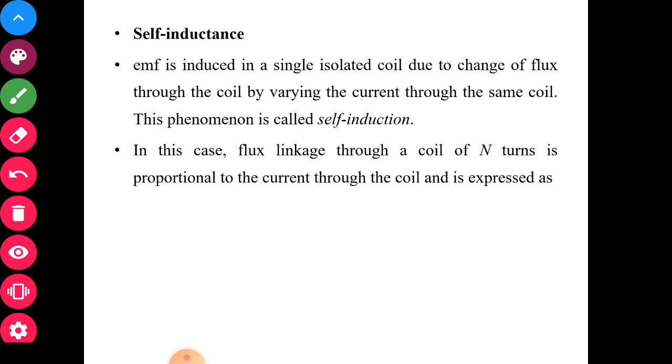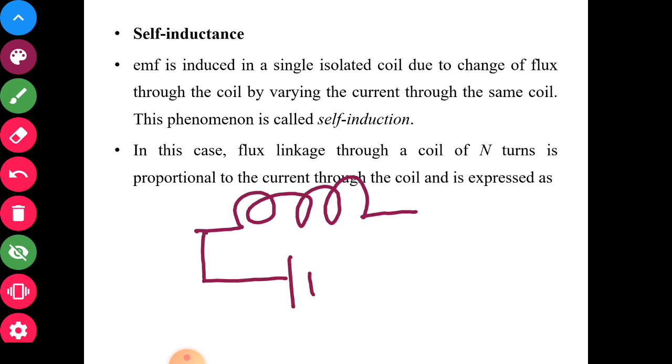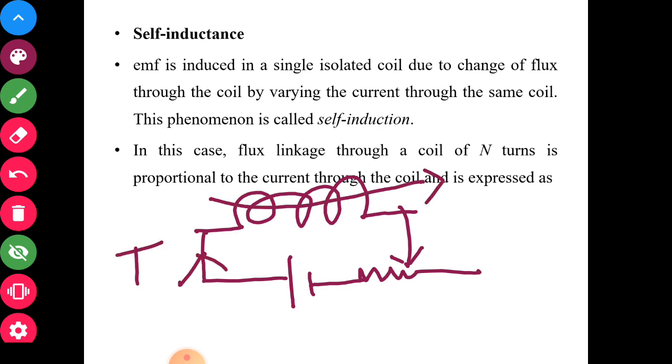Now EMF is induced in a single isolated coil due to change of flux through the coil by varying the current through the same coil. This phenomenon is called self-inductance, which I tried to explain earlier. When you have a single coil joined with a battery and a rheostat, and by varying the current you change the flux in this particular coil, then an electromotive force is produced as the flux changes, and that EMF produces current also. This phenomenon is known as self-inductance.